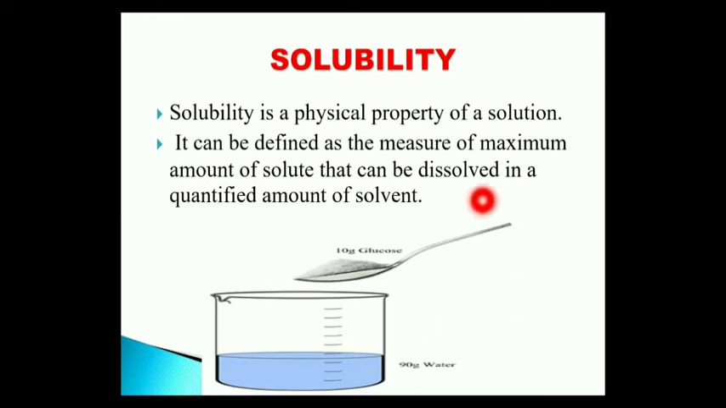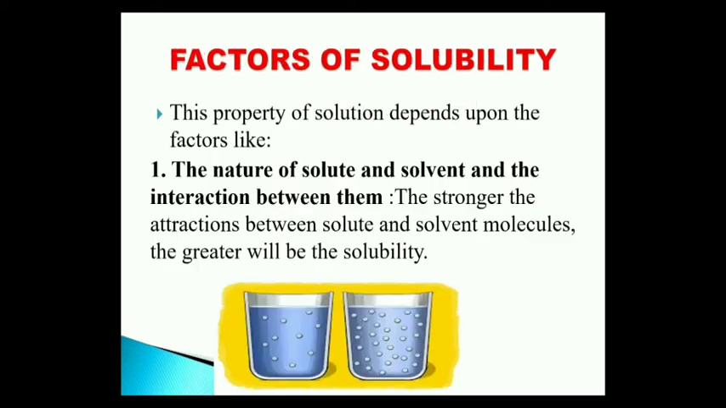Okay, so solubility is where you are able to dissolve the maximum amount of solute in a specified amount of solvent at a particular temperature, which can be room temperature. So here you are dissolving the maximum amount of glucose into 90 grams of water at room temperature. So this is its solubility. Now we have understood what solubility is.